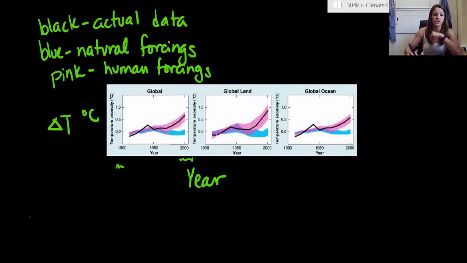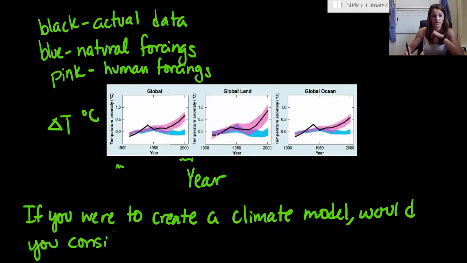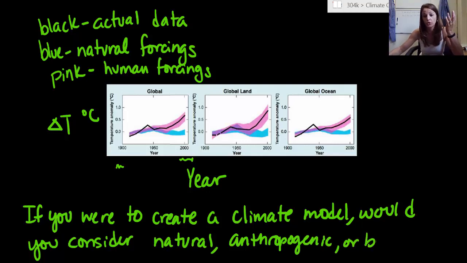So here is my question to you. Looking at this graph, I want you to interpret it. If you were to create a climate model, would you consider natural, anthropogenic, or both sources? Go.